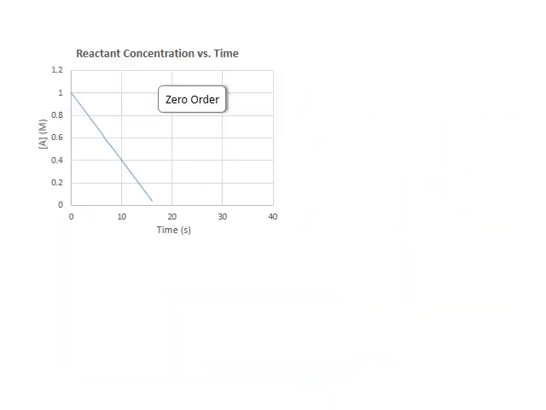This is not the case for other reaction orders. For example, if we look at a zero-order reaction, again we have the concentration of A plotted versus time. And for a zero-order reaction, we saw that this results in a straight line graph. Again, if we're starting at 1 molar concentration, the half-life would be how long it takes for the concentration to drop down to 0.5 molar.